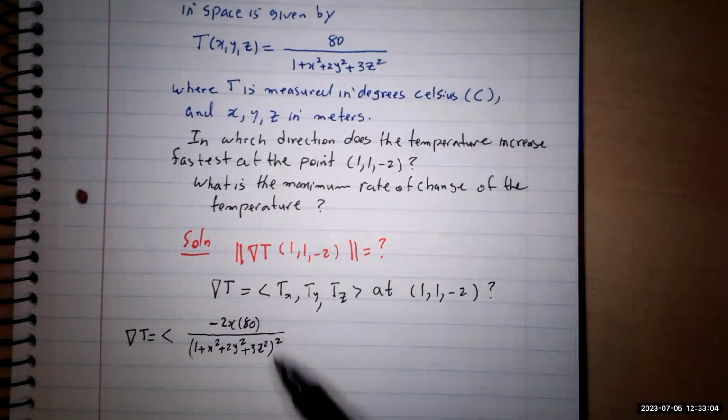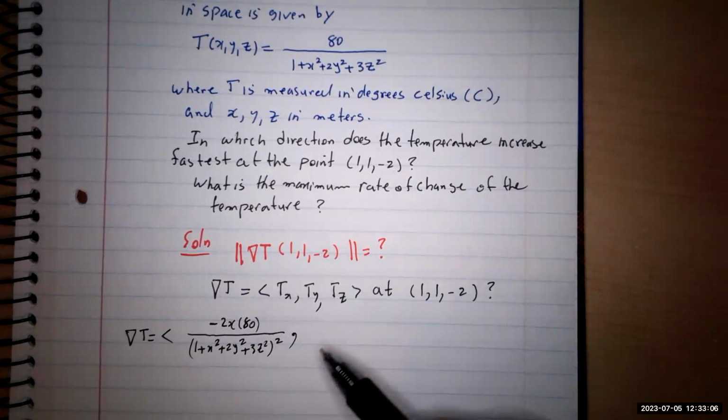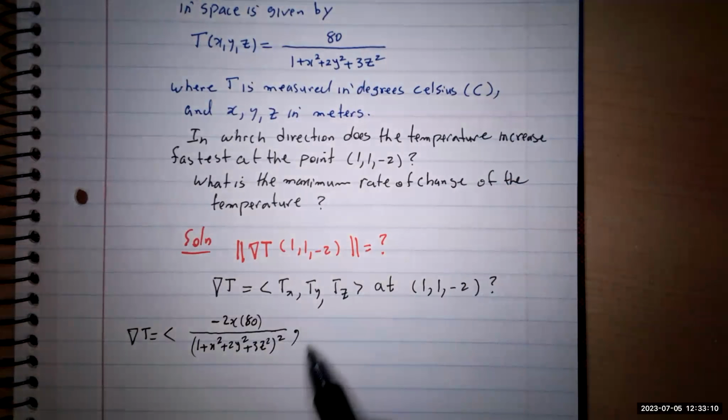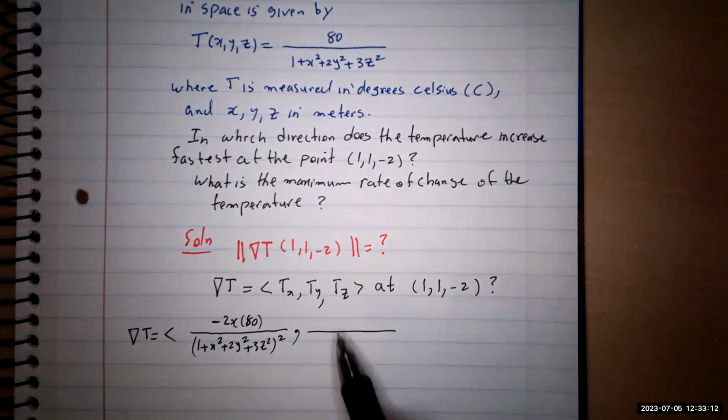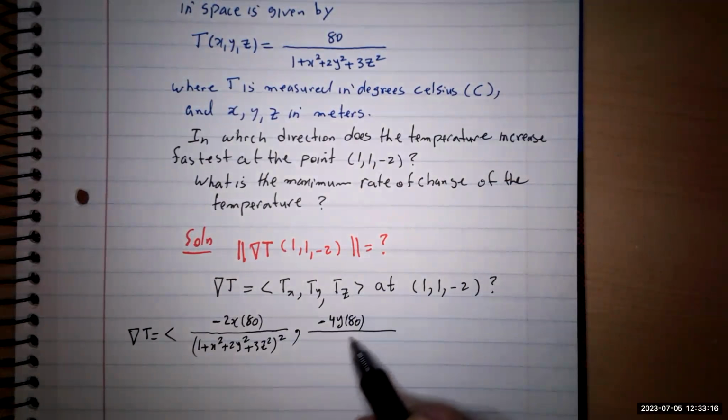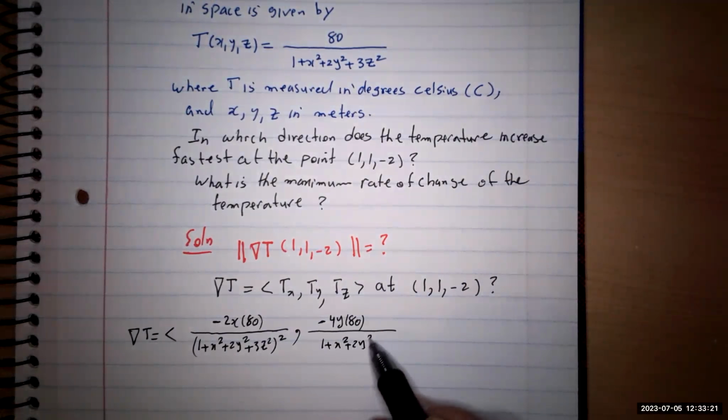So we do the same thing for the other components. With respect to y, the derivative would be just 4y, and everything else is the same. So it's going to be -4y times 80, over the bottom one, (1 + x² + 2y² + 3z²), again all squared.